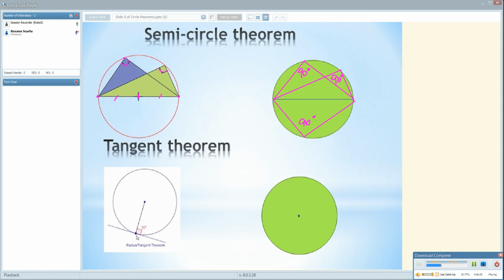Okay, now the second theorem on this page is the tangent theorem. The tangent theorem says that any tangent to a point is going to be perpendicular to the radius, yeah? So this is the radius here, and this is the tangent here, and they are forming a 90-degree angle, yeah?